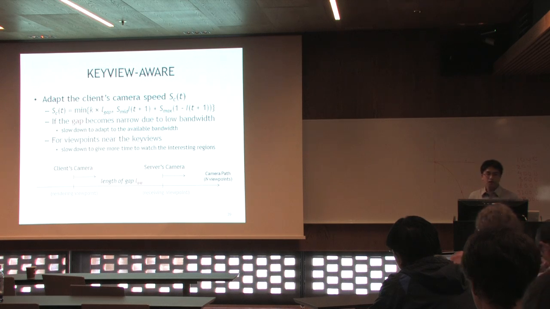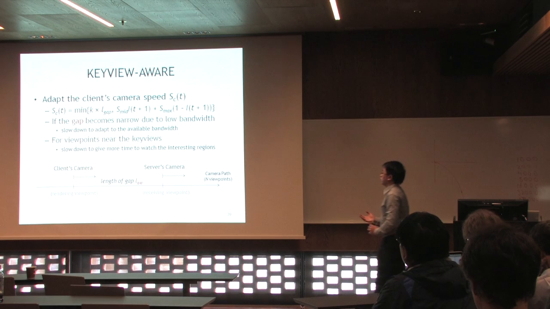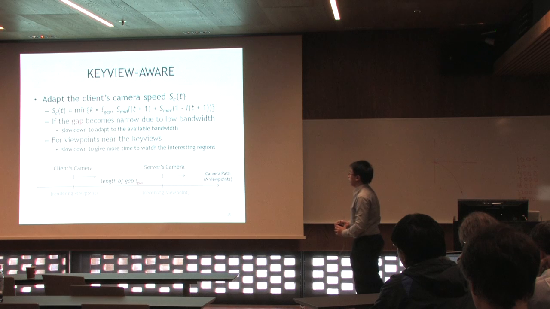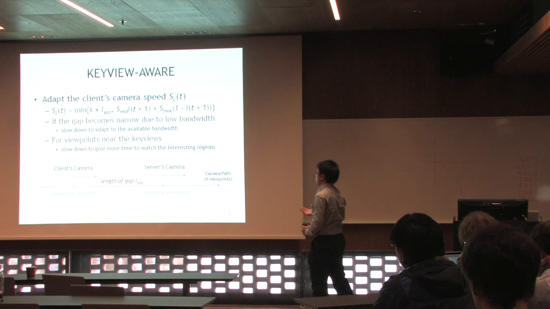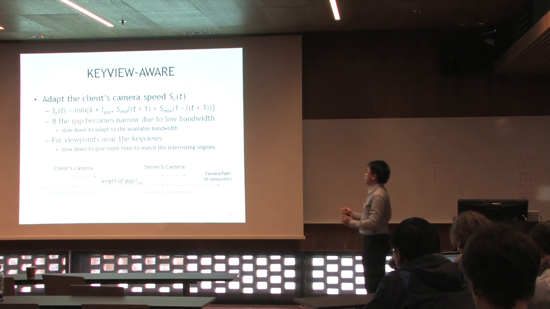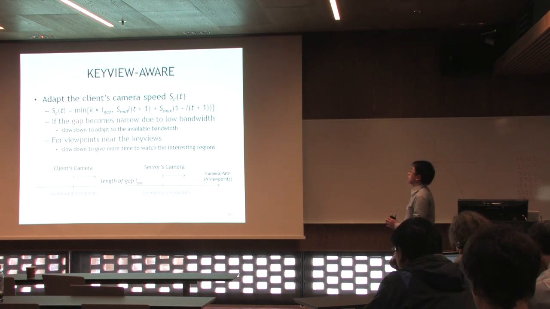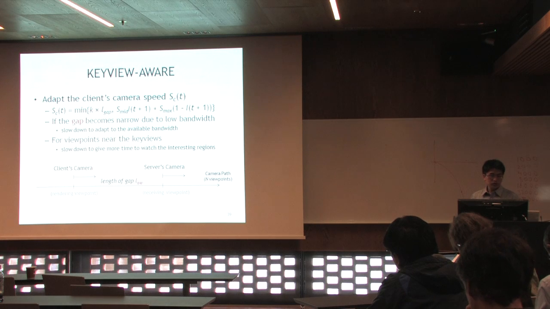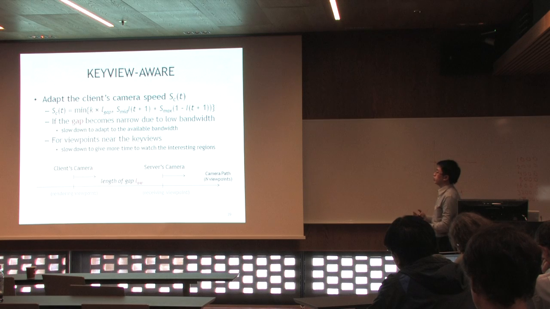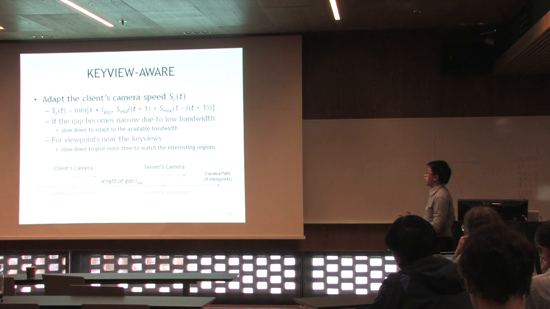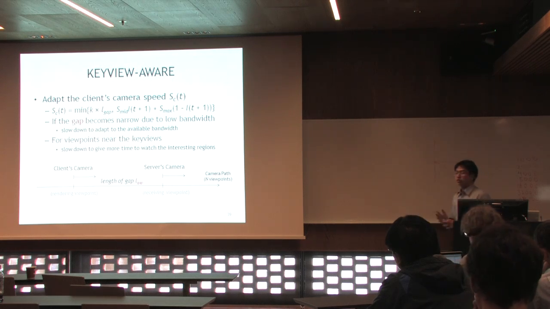So we need to further adapt the client's camera speed to the available bandwidth. We observe that the gap between the server's camera and the client's camera becomes narrow due to low bandwidth, so we can adapt the client's camera speed to this gap. So the client's camera can slow down to adapt to the available bandwidth. Additionally, according to the formula, for the viewpoints near the key views, the client's camera also slows down to give the users more time to watch the interesting regions.